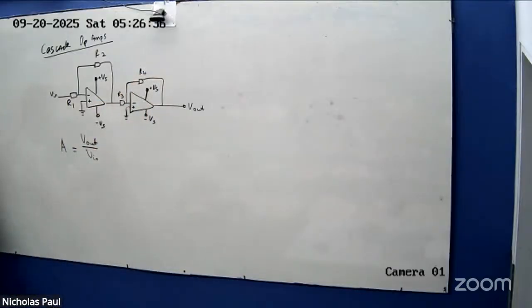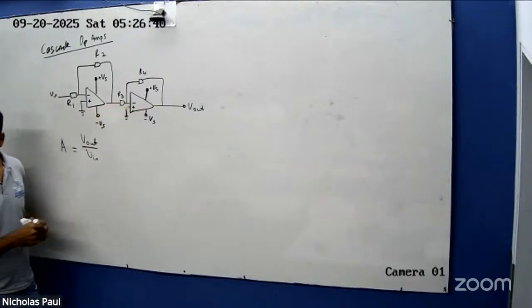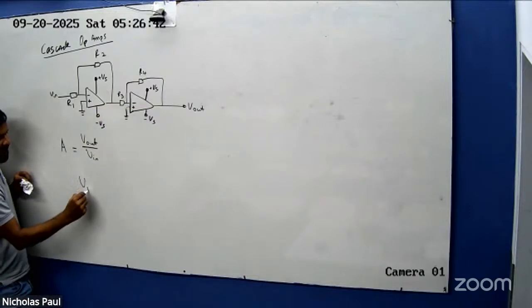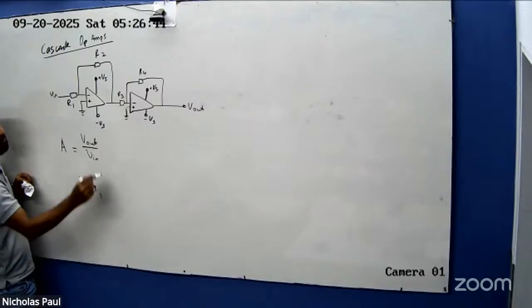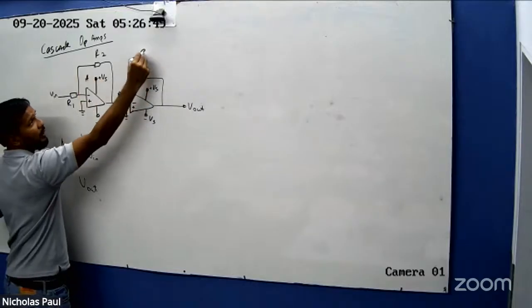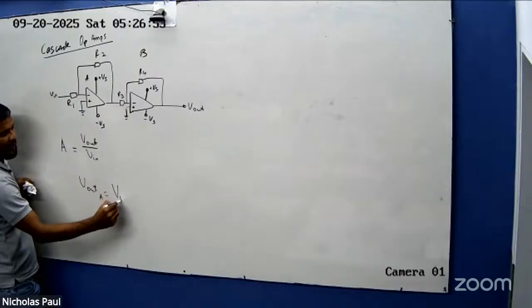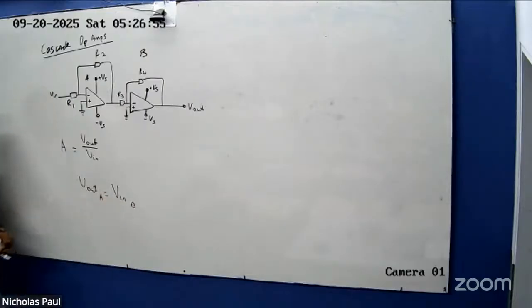So we said that the output from this fella becomes the input here, right? So we said that the output from the first op amp, let's call that A, let's call this B. The output from A is the input for B. That's okay? So let's find P out again.